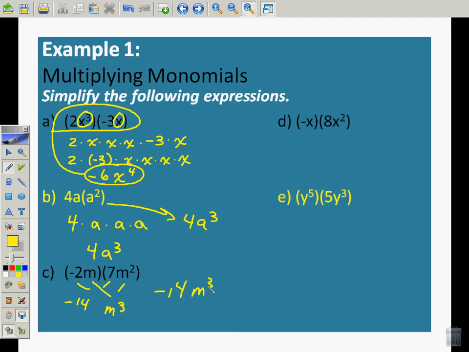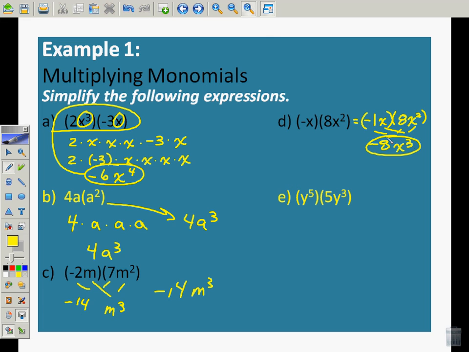In letter D, we have a negative number. So that's really equal to negative 1 times x times 8x squared. And so negative 1 times 8 would be negative 8. X times x squared would be x to the third. And there we are.